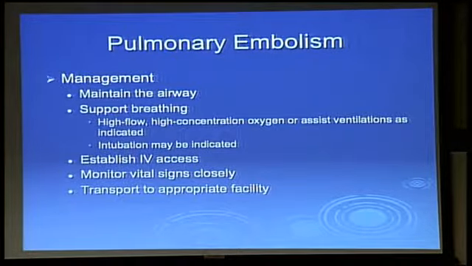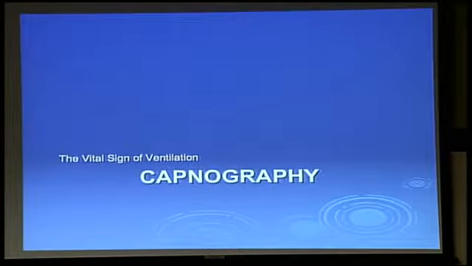So maintaining the airway, supporting the breathing. Patients with large pulmonary emboli may need intubation. IV access is critical, and monitoring the vital signs, because occasionally that developing hypotension is the sign that we have. So typically they become more and more tachycardic, and then they become more hypotensive, and then that's when someone with a significant PE will crash. Any questions about problems with oxygen delivery?